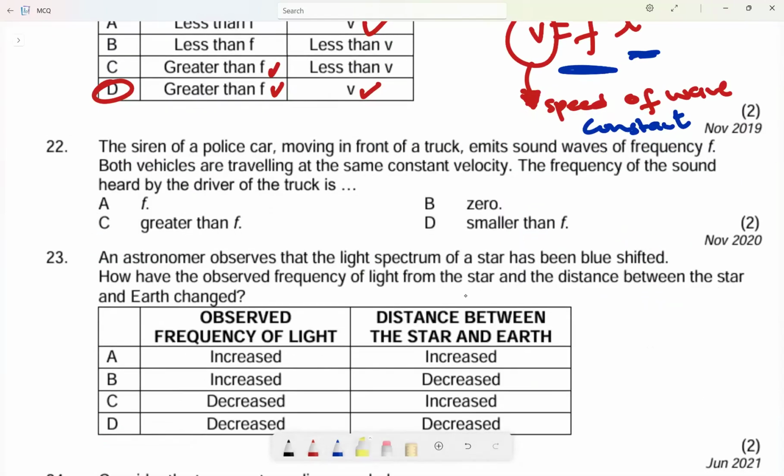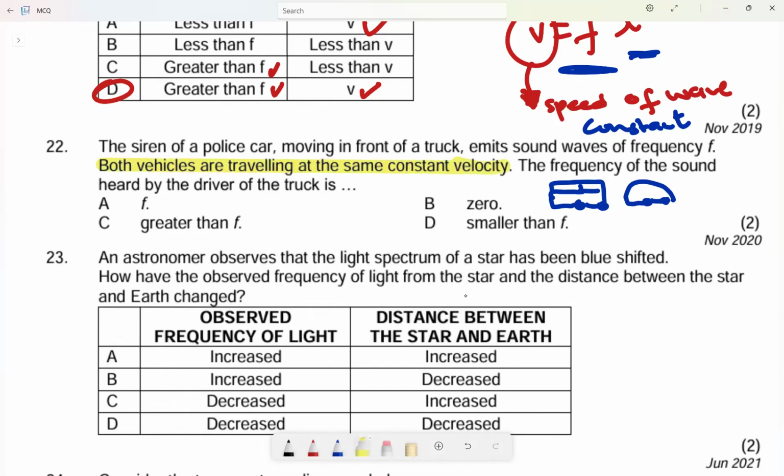Number 22. The siren of a police car moving in front of a truck emits sound waves of frequency F. So let's say we have a truck here, and a police car like that. They say both vehicles are traveling at the same constant velocity.